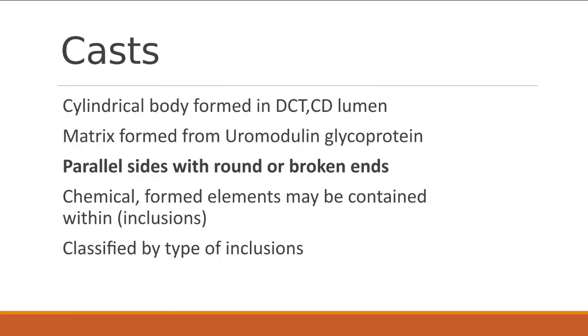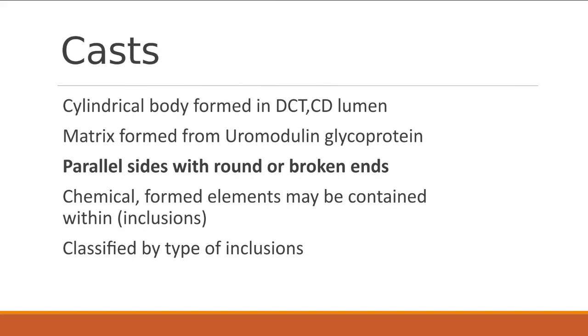Casts are also seen on low power field. You may have to adjust your light. Like I said, you want a darker field, so you usually want less light. So sometimes with casts, you have to adjust it a little bit. But these are cylindrical bodies, typically formed in the distal convoluted tubule. It says there's also in the lumen, but we're going with DCT, okay? So know that they're formed there because that's where the majority of them are going to be.